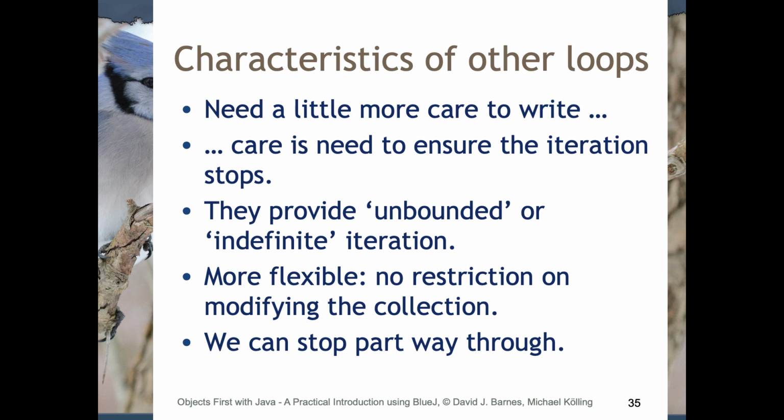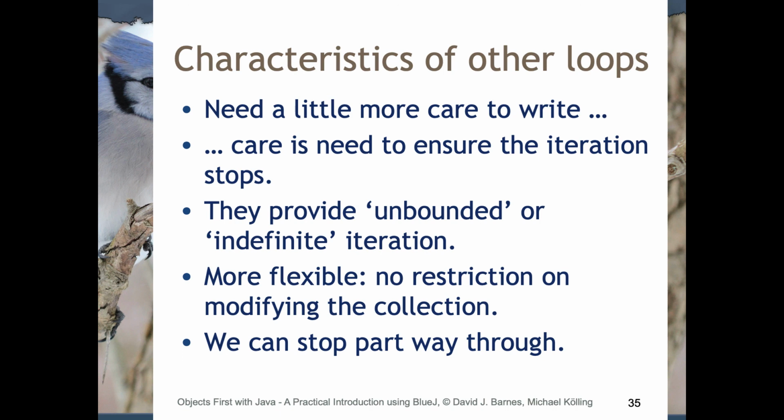So a very common problem in programming is that we can end up with what's called an endless loop or an infinite loop. That is a loop that starts but never stops. We don't get that with a for each loop because the loop's number of iterations is bounded by the size of the collection. But we can easily run into an infinite loop if we use one of the other types of loop. So that's something to be aware of. A little bit of care needed to ensure that the loop will terminate.